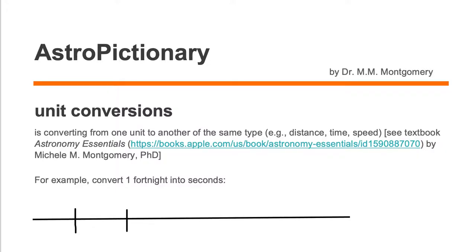Unit conversions is converting from one unit to another of the same type. For example, distance, time, or speed. We're going to look at the example of time. For example, we want to convert one fortnight into seconds. I don't know how many seconds are in a fortnight, so I need to convert it.